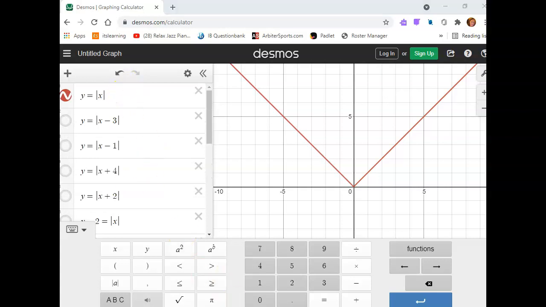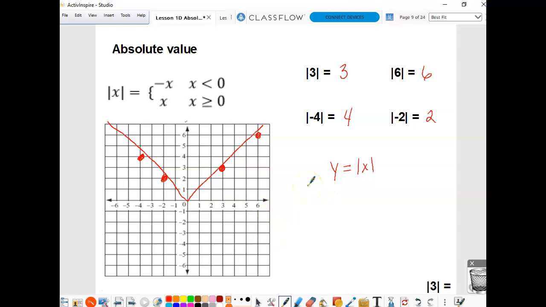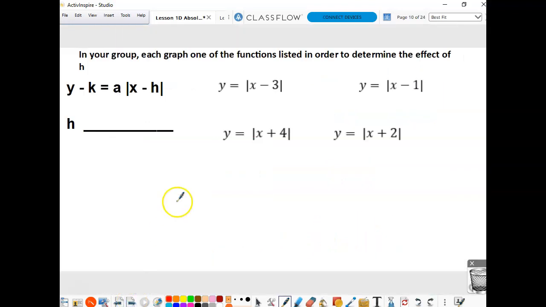All right, so what we want to do is take this function and do some manipulating of it, because we want to work with the function y minus k equals a times the absolute value of x minus h. We want to be able to put numbers in these places of h, k, and a and figure out how that changes what the graph looks like. All right, so let's move on to this page here.